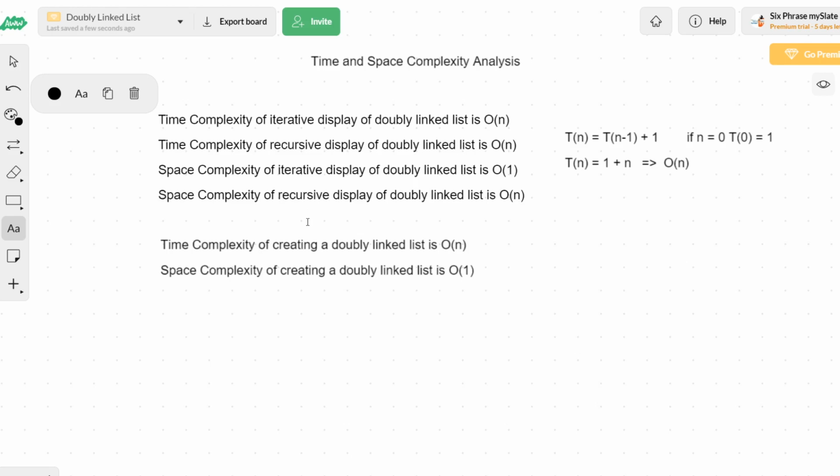Then the time complexity of creating a doubly linked list is order of n, linear time complexity. The space complexity of the same is constant, order of 1. So the time and space complexity analysis of the iterative and recursive display of a doubly linked list, and also the iterative way of creating a doubly linked list, have been completely discussed in this video.